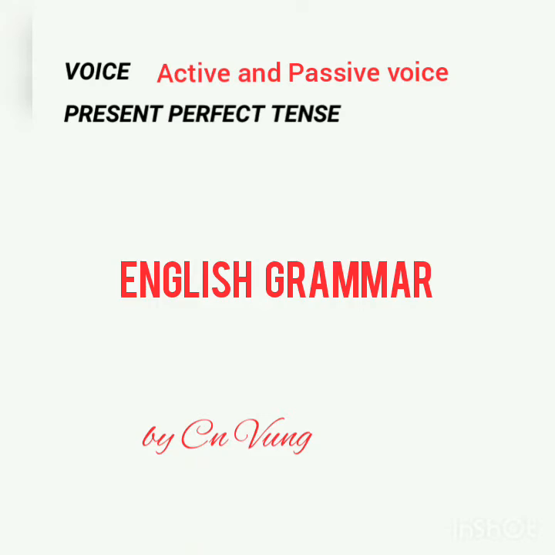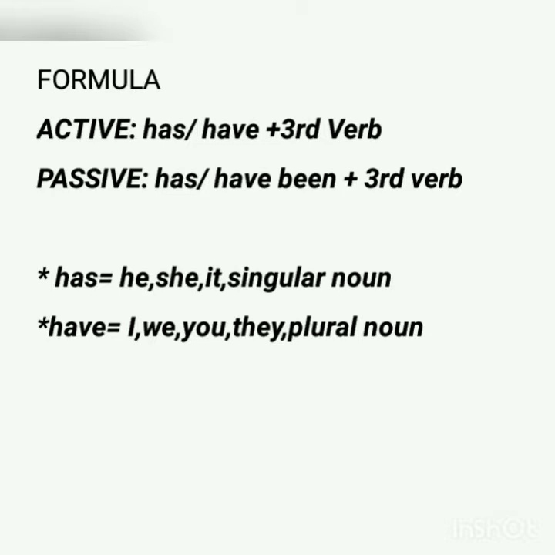This lesson is about voice, active and passive voice of present perfect tense. I'm going to show you the formula of active and passive voice of present perfect tense. The formula of present perfect tense active voice is has or have plus past participle form of the verb. Passive voice is has or have been plus past participle form of the verb.